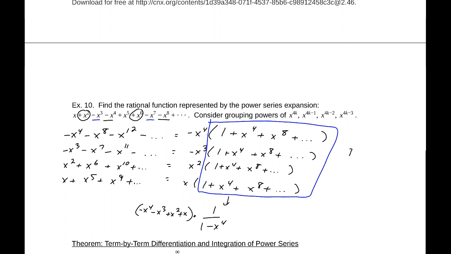All right. That is a sum of all of these. Okay, of 1, see that is x to the 4th to the n is what that is. Okay. So that means our rational function here is negative x to the 4th minus x cubed plus x squared plus x over 1 minus x to the 4th.